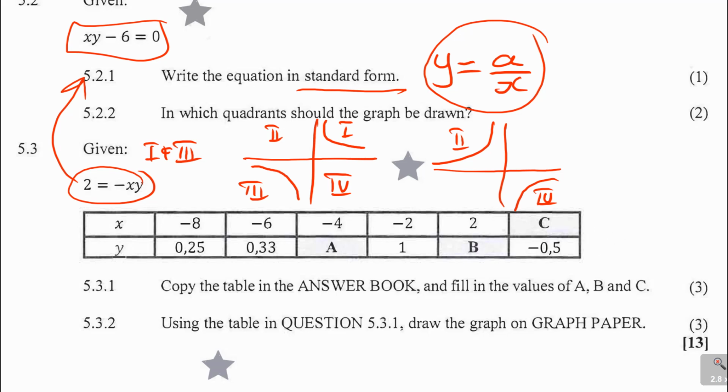Okay, 6 marks. Okay, 3 marks. Then the filling of the table, but 5.3.2, use the table to draw the graph on the graph paper. They must always give you a graph paper for that. Okay, but I show you that in the video on how I approach that.